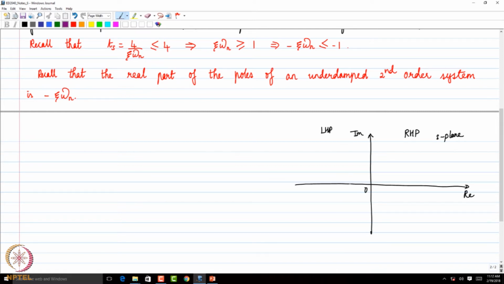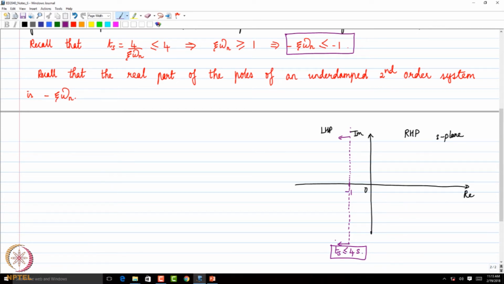Now let us say I look at minus 1 and draw a vertical line passing through minus 1, parallel to the imaginary axis. What this expression means is that if I have my dominant poles to the left of this line passing through minus 1, then I know my settling time is going to be less than 4 seconds. That's what we can conclude from this analysis. This region to the left of this vertical line assures that the settling time is less than 4 seconds, so that's the region which will satisfy the condition on settling time.